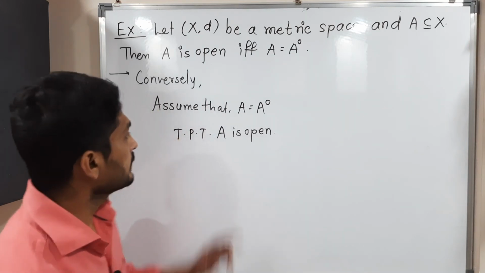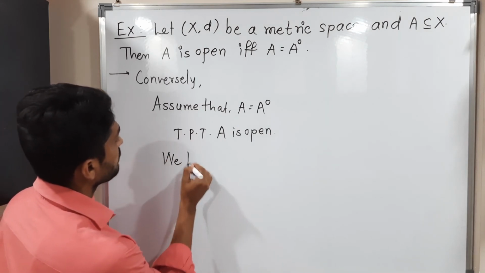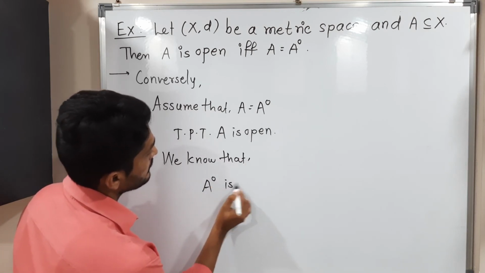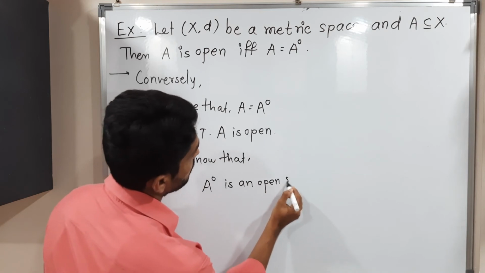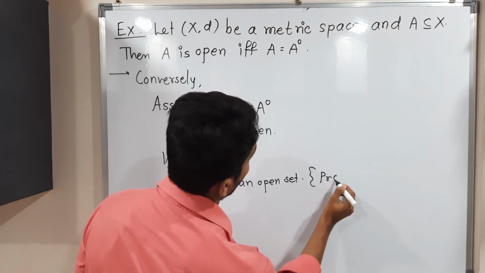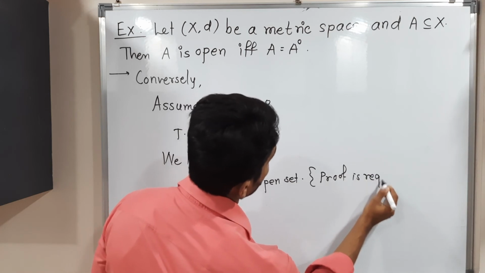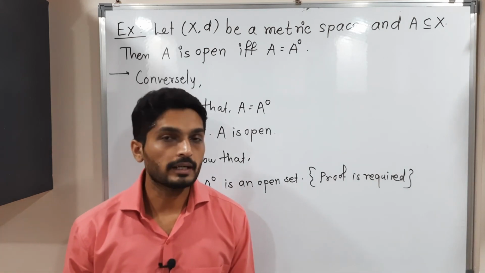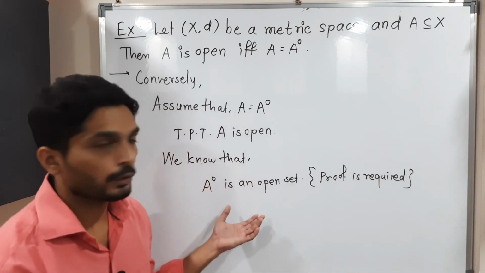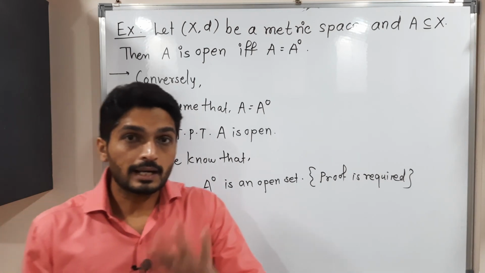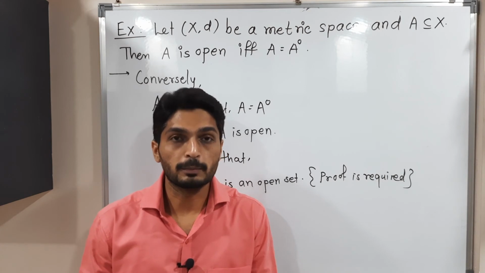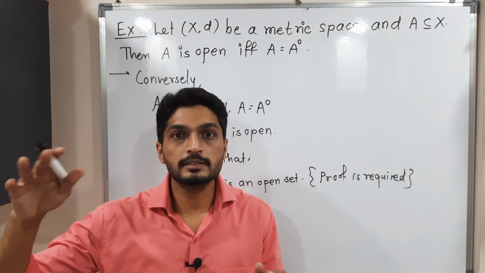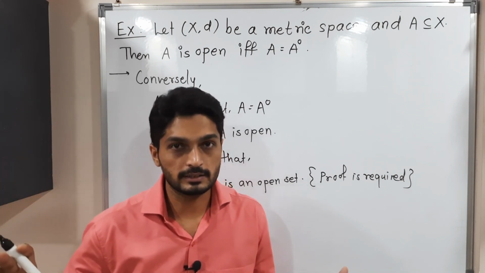We know that A interior is an open set. I will mention here that proof is required. That means you are supposed to prove this part here. But in our previous video we have already proved A interior is an open set, so I am avoiding it. If it is asked as a separate question, we are supposed to prove it here. But if there are such statements in parts A, B, C, and in the first part we have already proved A interior is an open set, then we can simply write this.